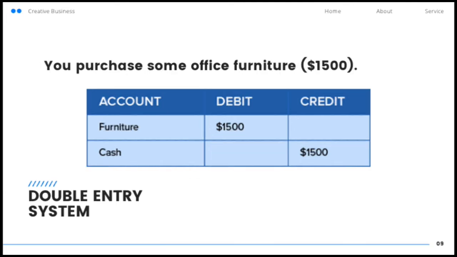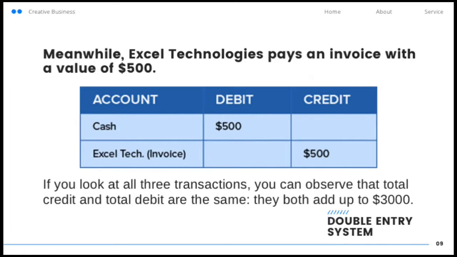Transaction 2. You purchase some office furniture for $1,500. The entry here is debit furniture for $1,500 and credit cash for $1,500. Transaction 3. Meanwhile, Excel Technologies pays an invoice with a value of $500. The entry here is debit cash for $500 and credit Excel Tech or invoice for $500. If you look at all three transactions, you can observe the total credit and total debit are the same. They both add up to $3,000.